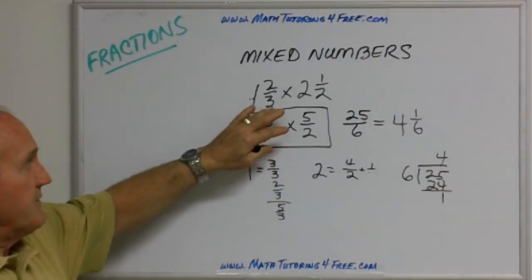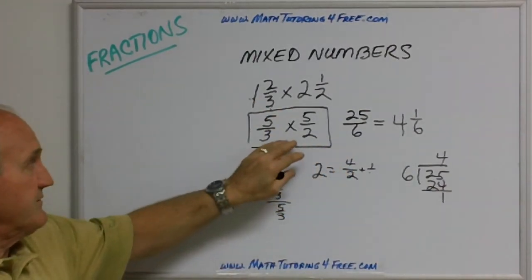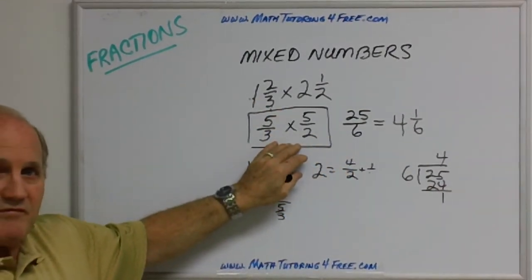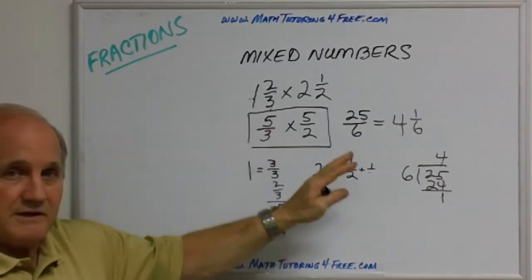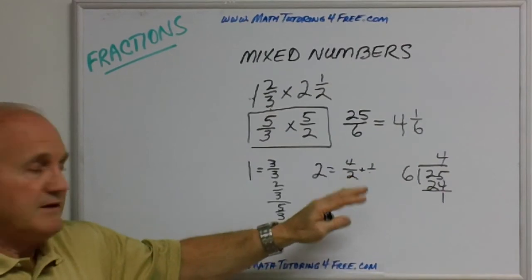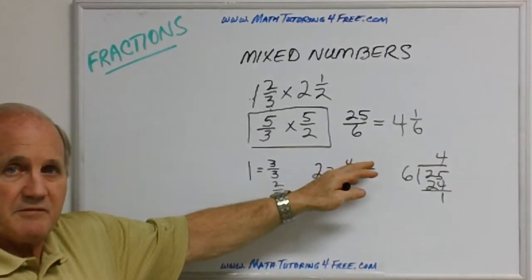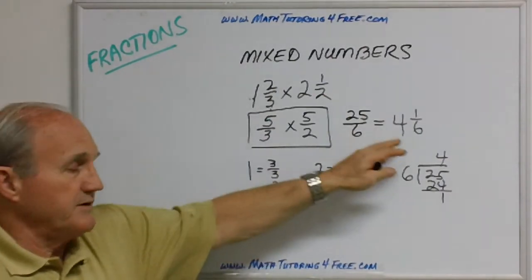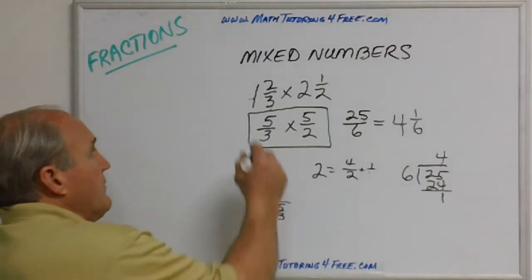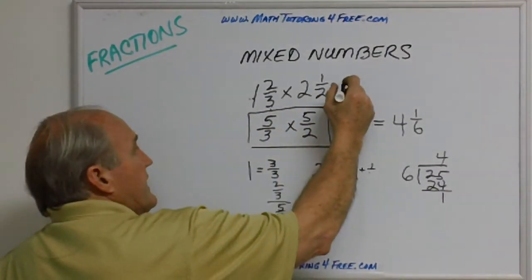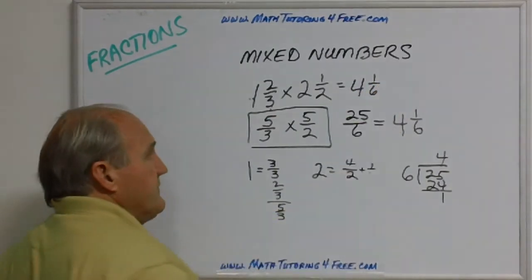A little more involved, a little more difficult. But again, if we can remember, in order to multiply by mixed numbers, we have to first convert them into improper fractions. Once they're improper fractions, we multiply straight across. Then in many cases, we're going to end up with an improper fraction. We turn around and reduce that into a mixed number. So 1 2/3 times 2 1/2 is equal to 4 1/6.